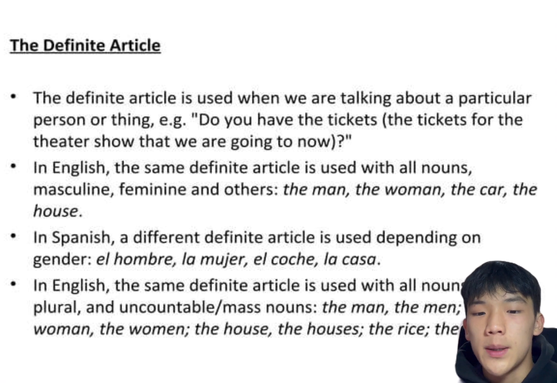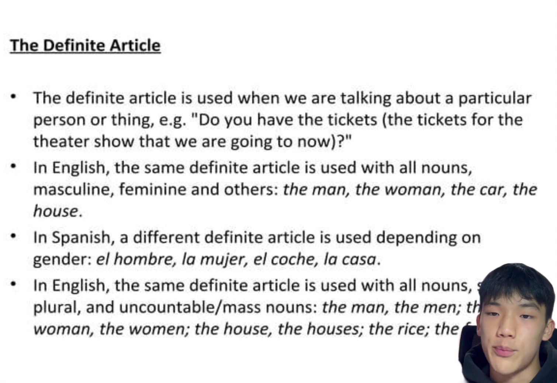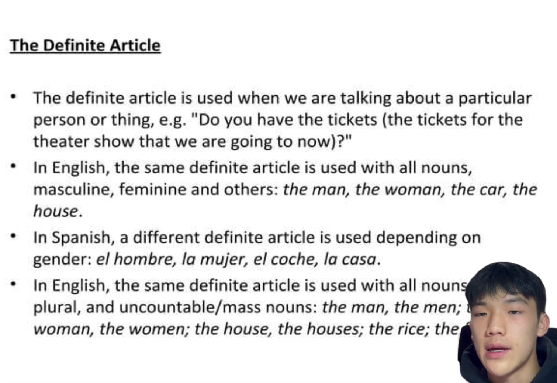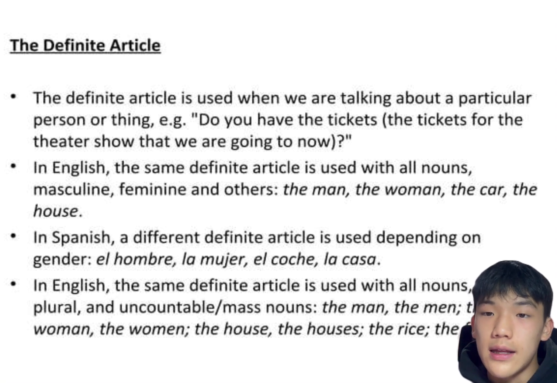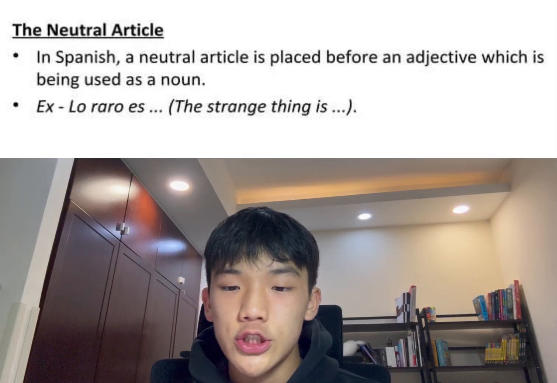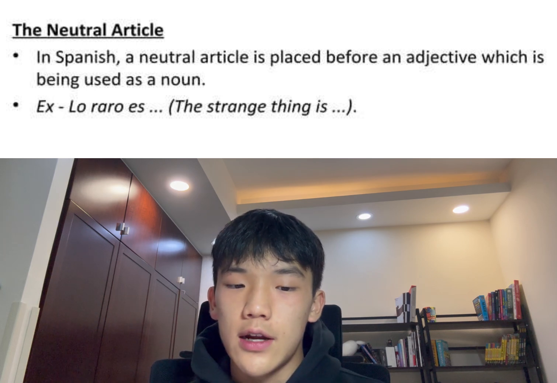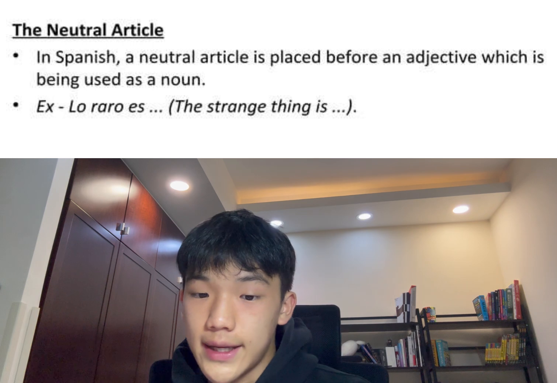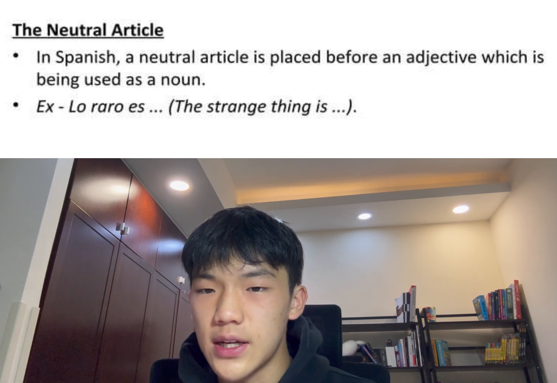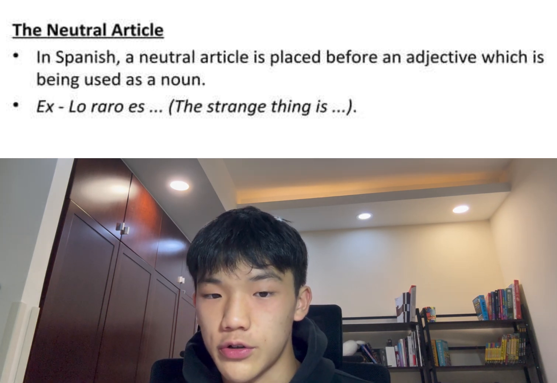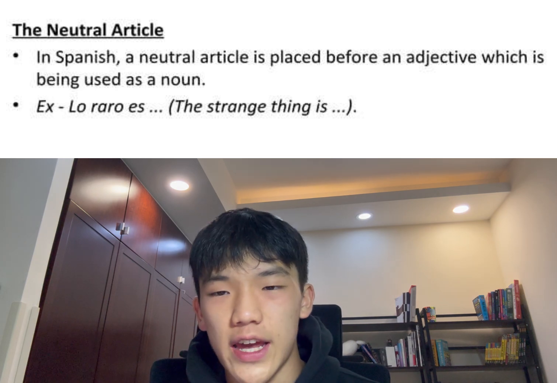It's the. But in Spanish, you use different definite articles depending on the gender. For example, the man is el hombre. The woman is la mujer. El coche, the car. La casa, the house. Then, let's move on to the neutral article. In Spanish, a neutral article is placed before an adjective when it is used as a noun. For example, lo raro es, the strange thing is. That is the main usage of the neutral article, but you don't really see it that much at A1 level.